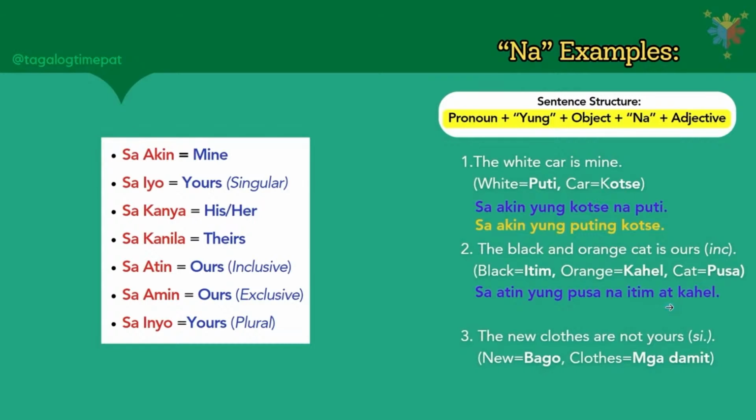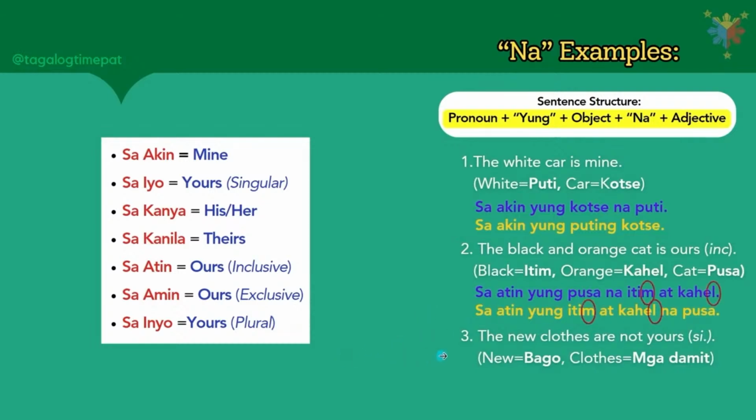Remember to say and if you have more than one adjective. It's just the word at. That means and. Now, the alternative way to say this would be, sa atin yung itim at kahel na pusa. So na is still there because itim and kahel end with a consonant. There's nothing to make a contraction for. So sa atin yung itim at kahel na pusa.